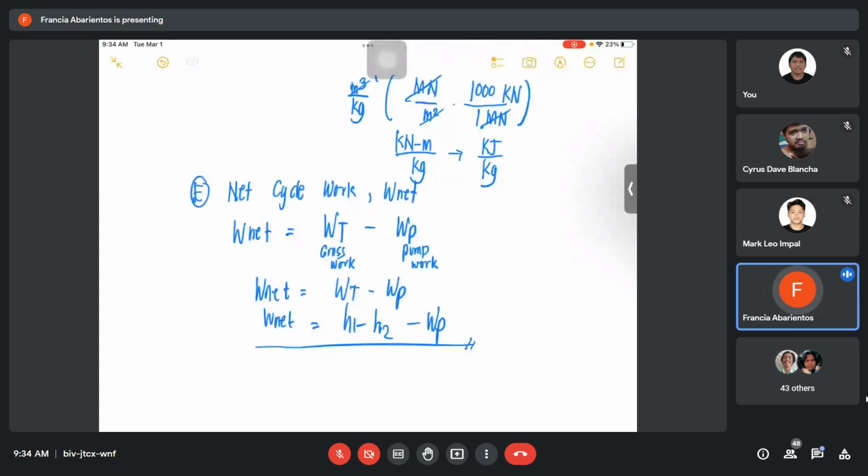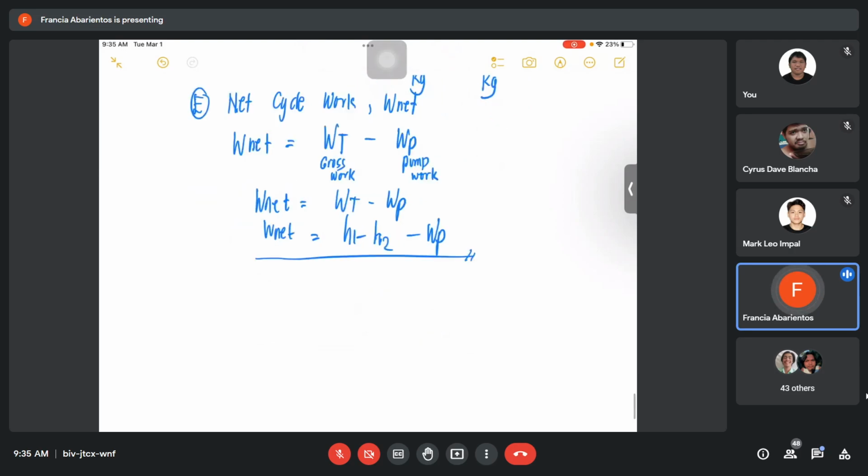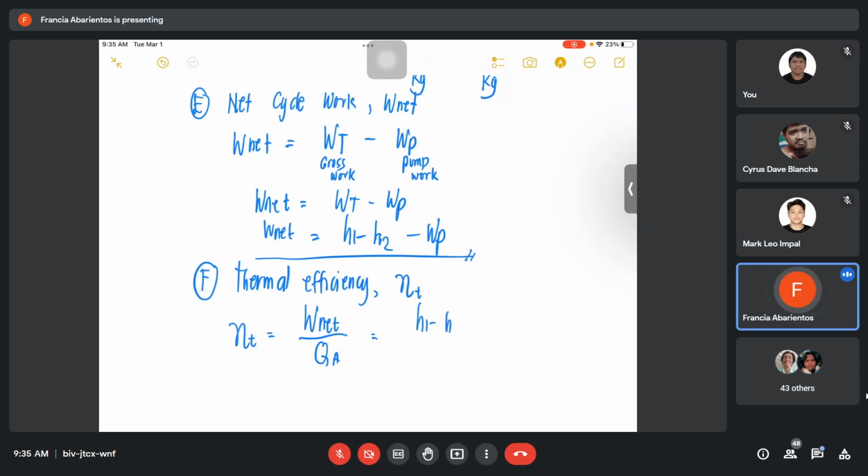So, we can also determine class the cycle para makuha natin yung thermal efficiency natin. Okay? Letter F, last but not the least, the thermal efficiency. Ayun, ganito natin. Thermal efficiency. Okay, yung efficiency natin, class, is equal to the work net over the heat added. So, yung work net natin, H1 minus H2 minus work of the pump.